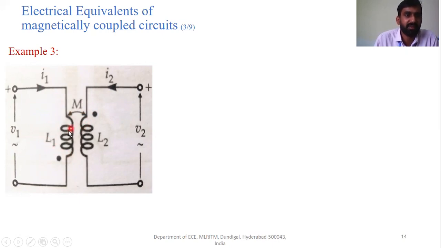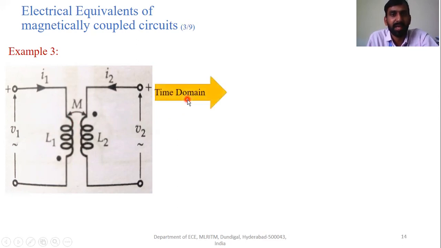Whereas in the second example, the left hand coil is entering through the dot and the right hand side is leaving through the dot. But here, the left hand side is leaving through the dot and the right hand side is entering through the dot. So that means these are having the relative same polarity here. So obviously the mutual inductance is going to be negative, right? So now let us represent the same thing with respect to the same equivalent circuit in time domain.